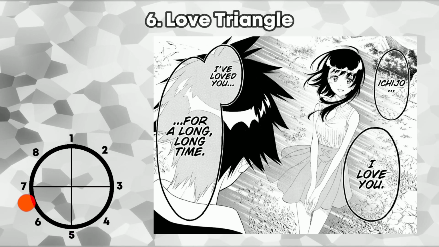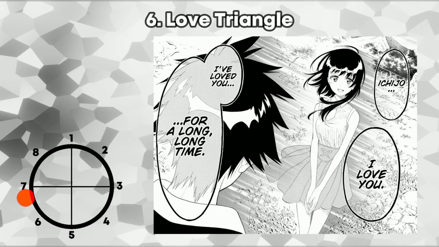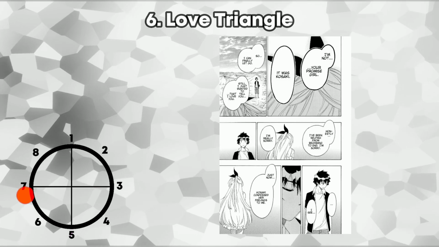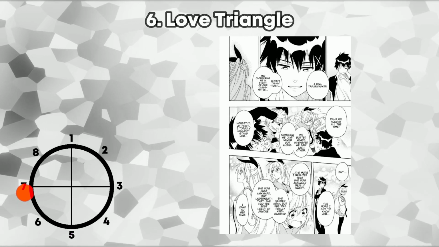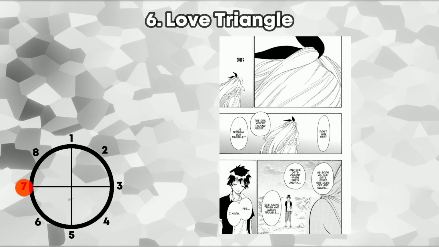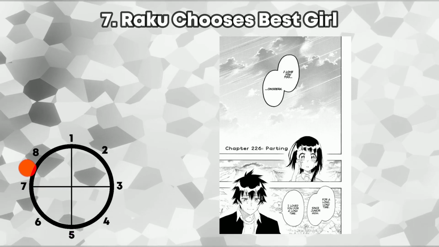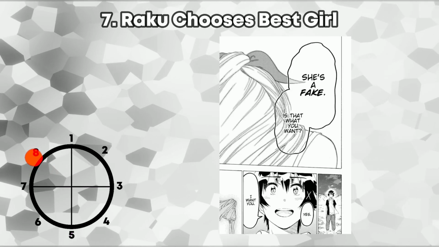Choose Kosaki, the one he made a promise to all those years ago, his first true love, and his dream girl. Or choose Shitoge, the one he didn't get along with at the beginning but fell in love with slowly through all their shared antics together. 7. Raku chooses best girl. In the end, he turned down Kosaki's love confession and chose Shitoge.